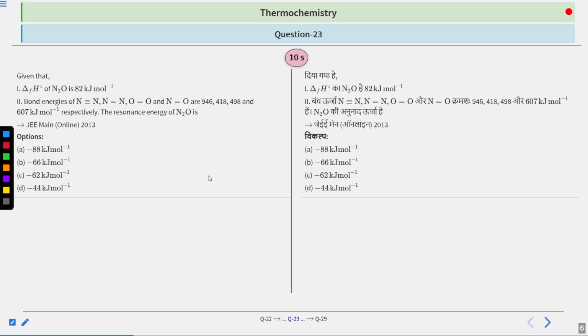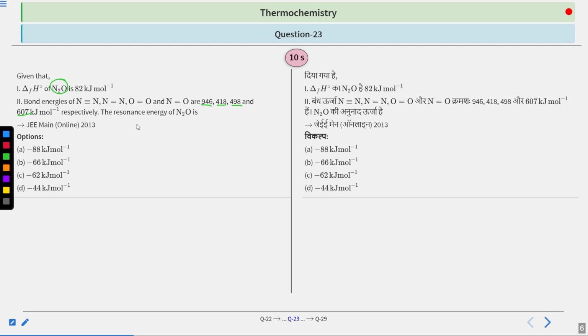Question number 23. Given that the enthalpy of formation of N2O is 82 kilojoule per mole, bond energies of N triple bond N, N double bond N, O double bond O, and N double bond O are 946, 418, 498, and 607 kilojoule per mole respectively. The resonance energy of N2O is, so this is the thing that we have to find. We have to find the resonance energy.